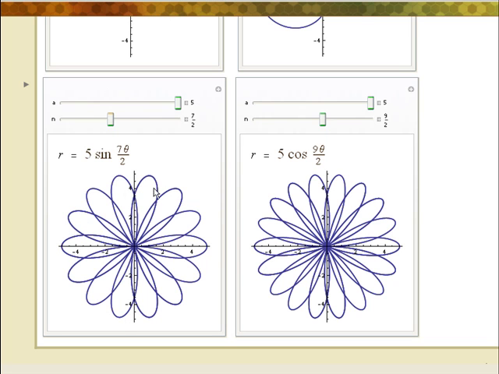And this one has 16 petals. So 1, 2, 3, 4, 5, 6, 7, 8 on one side, 8 on the other side. That would be 16 petals for that one. But they do overlap. Okay, so all of these are going to overlap.